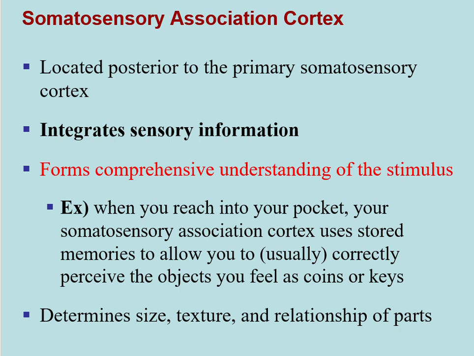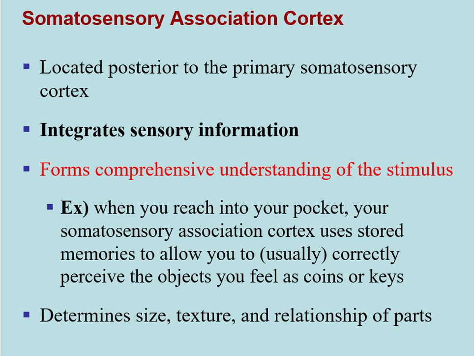Located behind the postcentral gyrus is going to be the somatosensory association cortex. With these sensory areas, we are going to start to see association cortices, because the primary cortex for sensory areas just receives the information and makes the brain aware that there is sensory information. So it's really the association cortices that integrate that sensory information. For example, the somatosensory association cortex integrates sensory information coming from that primary somatosensory cortex. So it actually forms comprehensive understanding of the stimulus only when we use an association cortex.